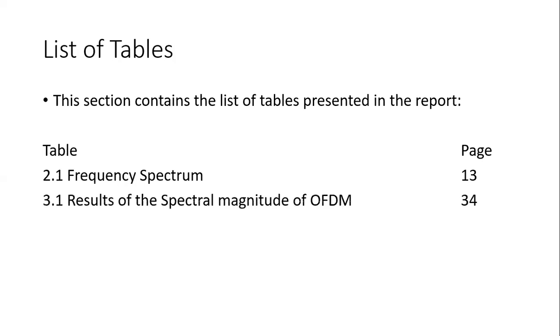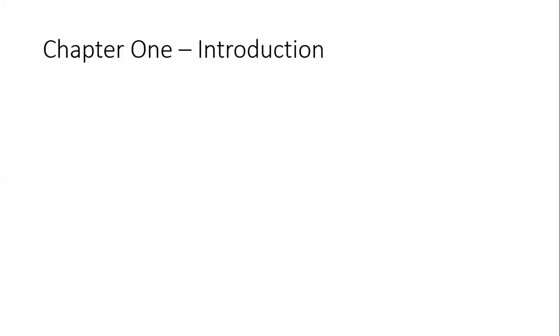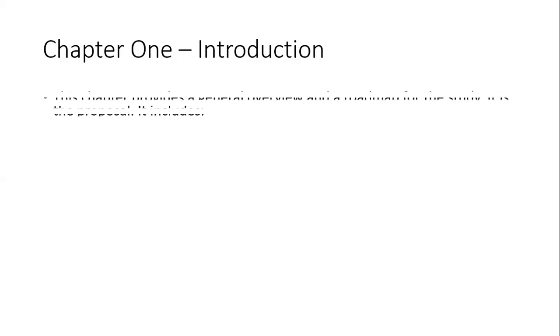Then we also have the list of tables. This section contains a list of tables presented in the report, and they are usually numbered based on the chapter numbers. So seeing table 2.1, I know that table must be in chapter 2. 3.1 and so on. Then chapter 1. Chapter 1 is the introduction.